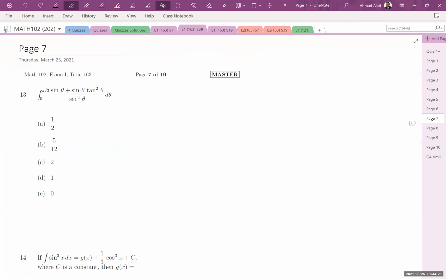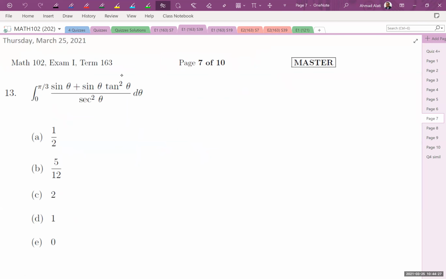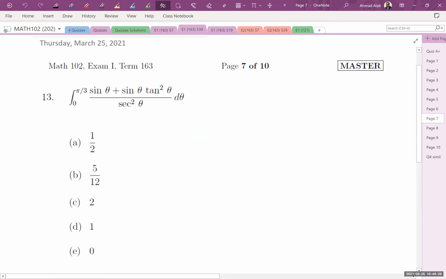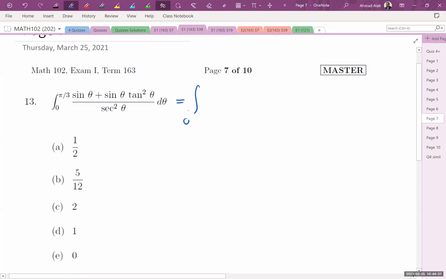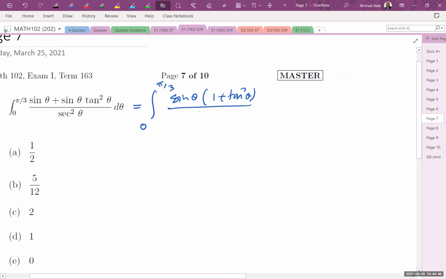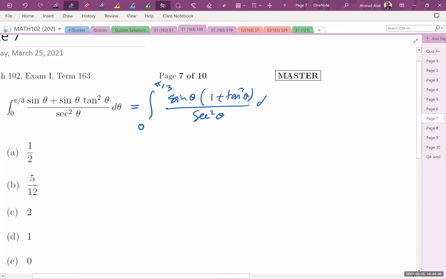Next question. How to integrate this? We take sine as a common factor. Exactly. Well done, Muhammad Al-Wakil. So this is the integral from 0 to pi over 3 of sine theta as a common factor, times 1 plus tan squared theta. Simplify your integral. Don't be afraid if the integral is long. D theta. And in this case, what will we do?